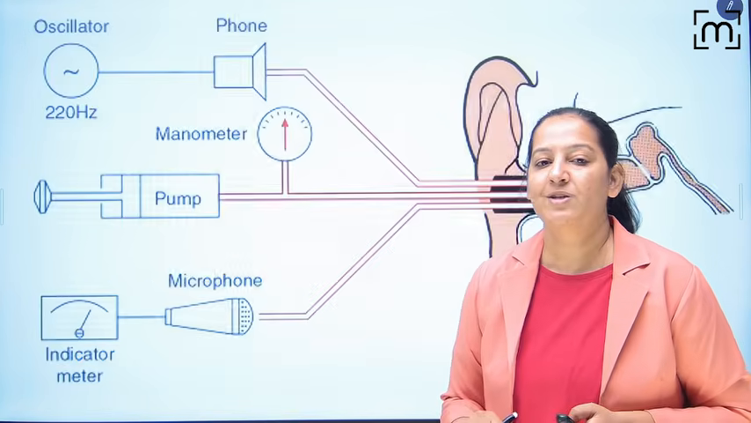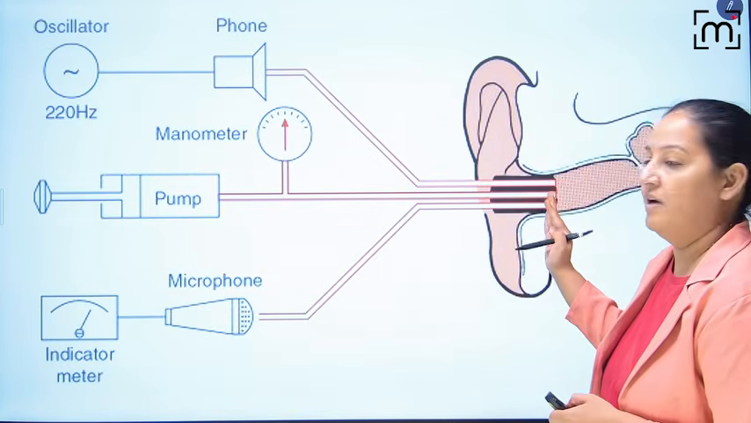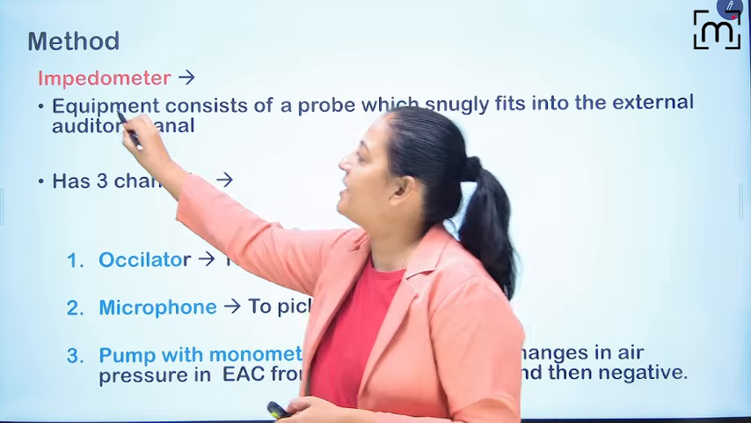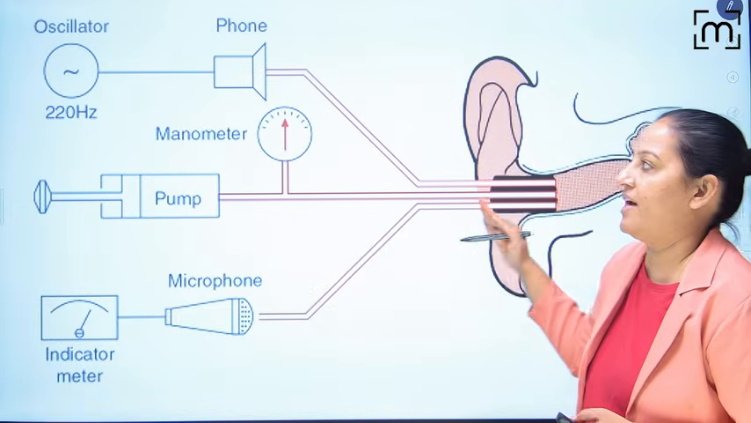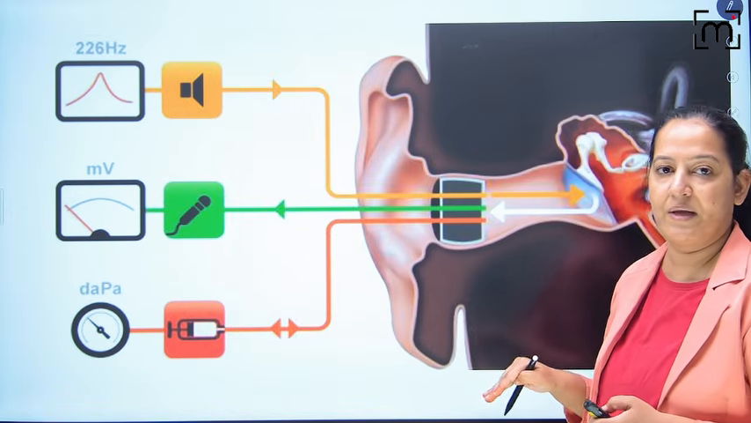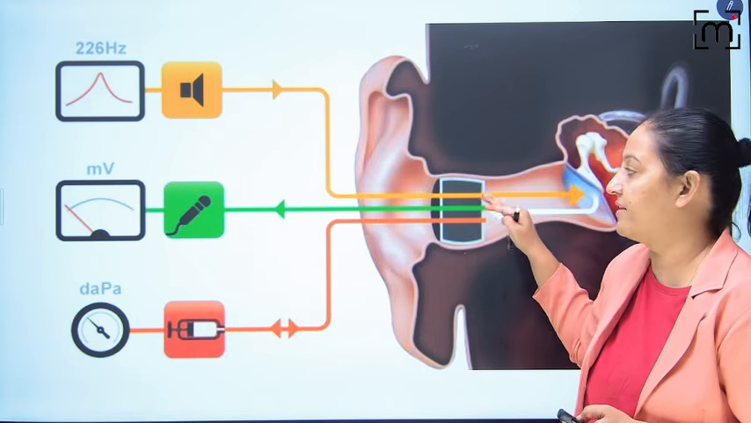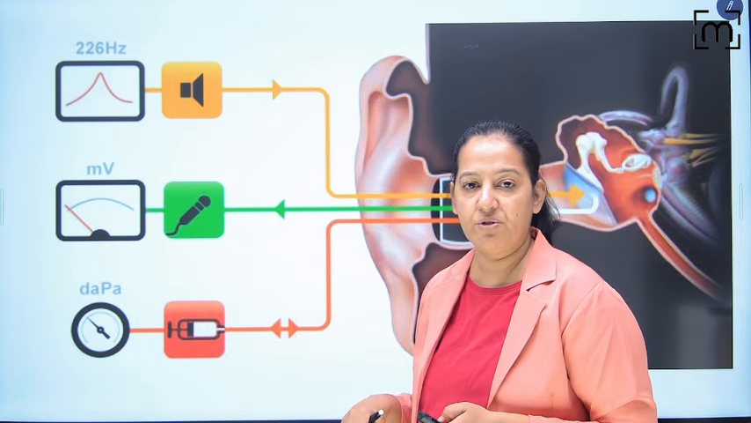It's very easy. What we are doing in the ear, we are putting a device. The name of this device is impedometer. It has 3 channels. Like this we are connecting. This is the ear, this is the impedometer, I have connected in the ear. It has 3 channels. What are the 3 channels?